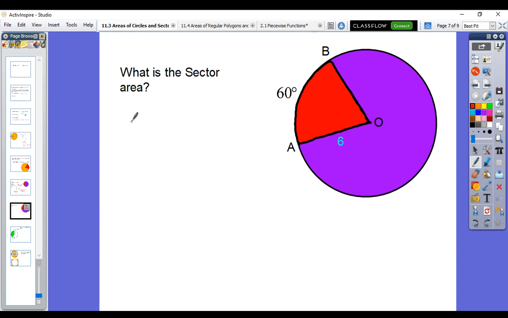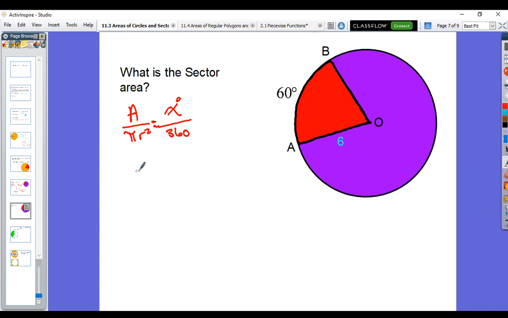So we have, again, remember, area of the sector over pi r squared equals the degrees of the sector over 360 degrees equals proportional. So on this problem, they're saying, hey, your radius is 6, your degrees is 60. What is the sector area? So we are looking for A. So it'll be A over pi radius squared is equal to the degrees of the sector, 60 over 360.